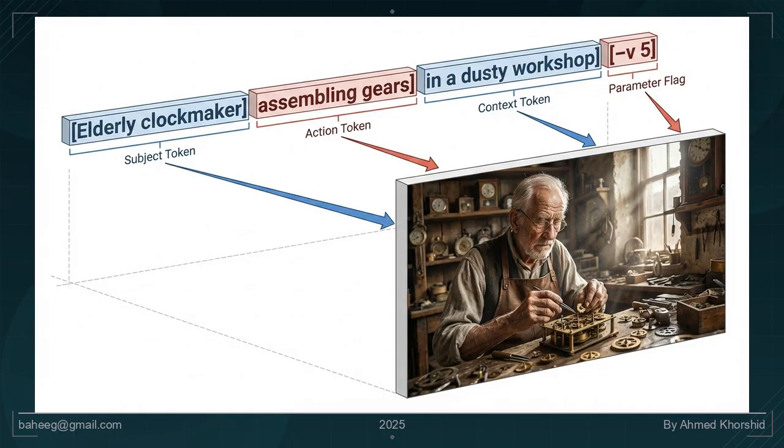Figure: extra detailed AI-ready prompt for an AI-generated diagram showing an exploded view of a text prompt. The text "elderly clockmaker assembling gears in a dusty workshop --v 5" is floating in 3D space. Each section of the text is bracketed and labeled with technical terms: subject token, action token, context token, and a parameter flag. Arrows point from these text blocks to a final rendered image of the clockmaker, showing how each word directly influences a specific visual element. Infographic style, clean lines, white background.